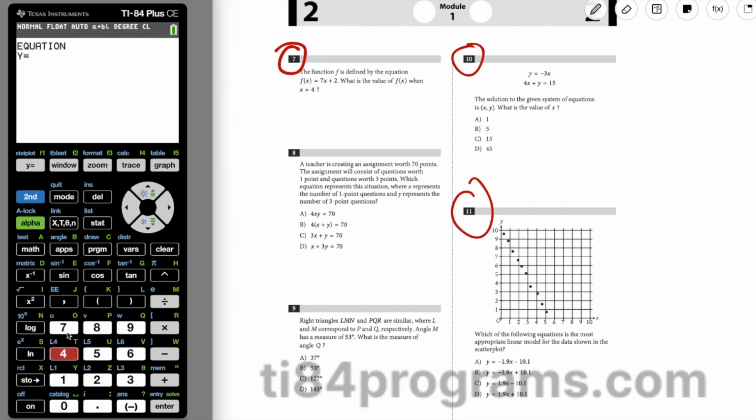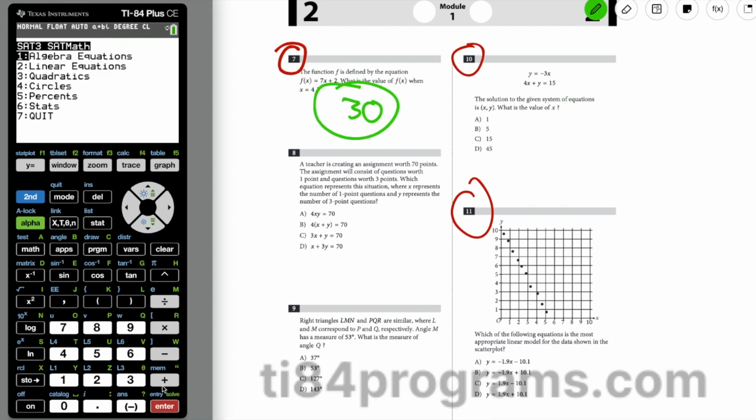I don't want to debate the finer points of that. So we're going to do 7x plus 2. And then what happens when x equals 4? We'll find out in just a second. Okay, so it's 30. So the answer for this one is 30. Awesome. So then we go to, looks like we have a system of 2 equations going on.